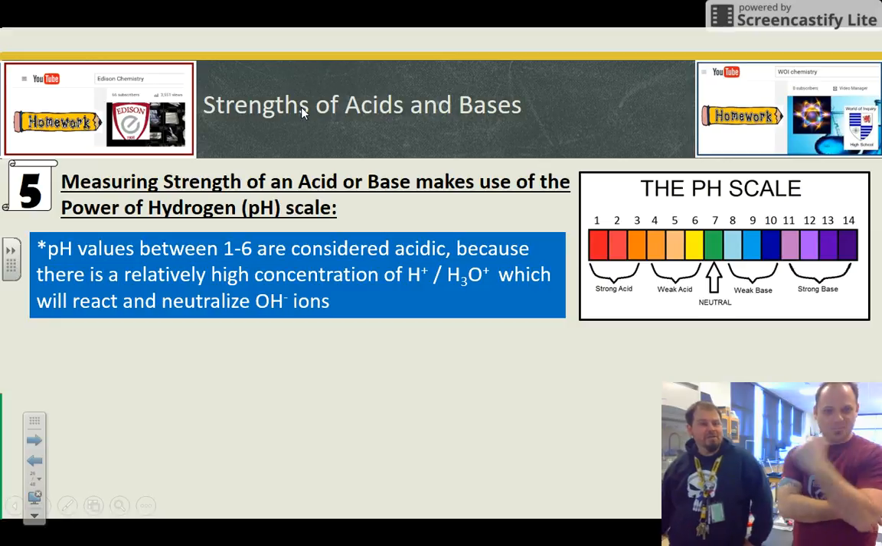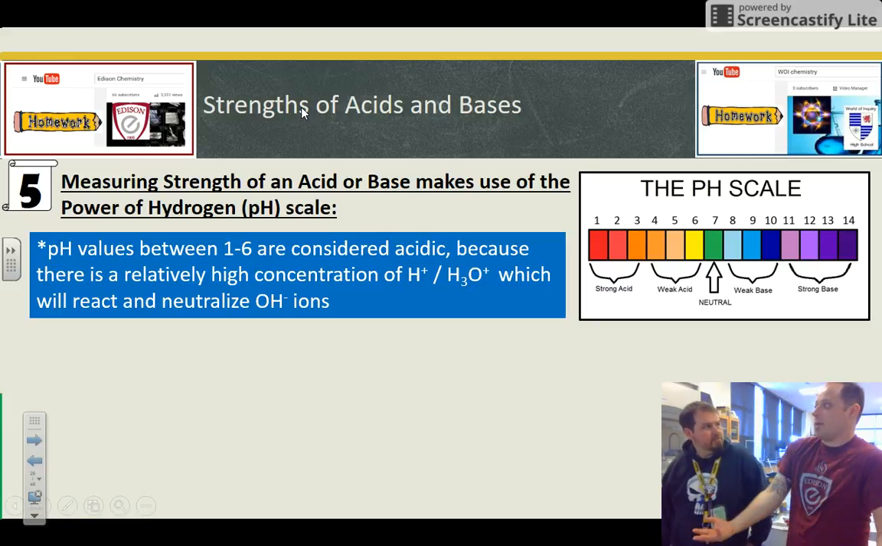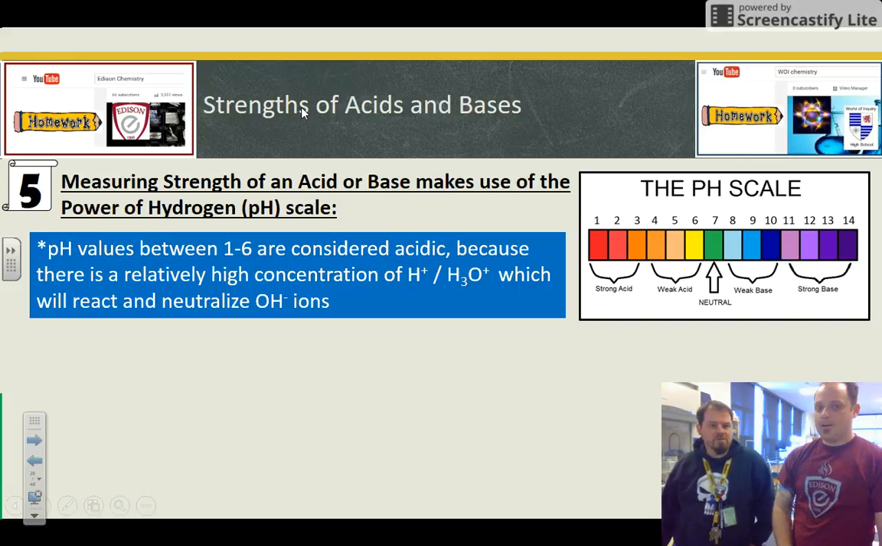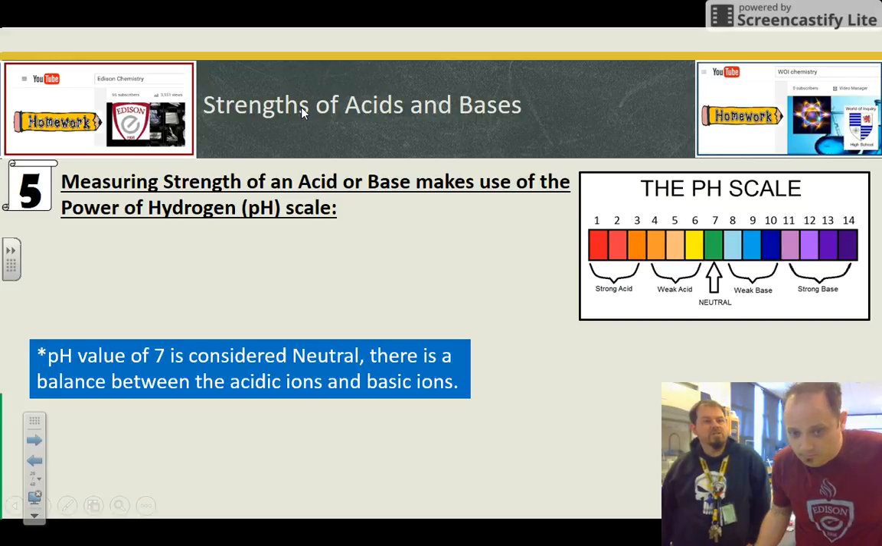pH values between 1 and 6 are considered acidic because they have a relatively higher concentration of H plus than they do OH minus. That's what makes them acidic solutions. There's more H pluses than OH minuses. 7 is neutral because there's the same amount.